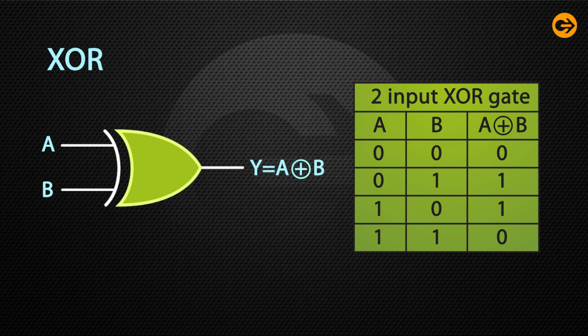The equation of XOR gate is Y is equal to A XOR B. Here, A and B are input and the output is denoted by Y. The conditions are when A is equal to 0, B is equal to 0, then Y is equal to 0. When A is equal to 0, B is equal to 1 or A is equal to 1, B is equal to 0, then Y is equal to 1. When A is equal to 1, B is equal to 1, then Y is equal to 0.